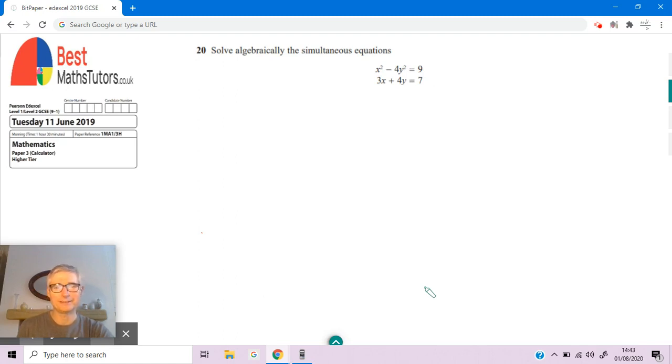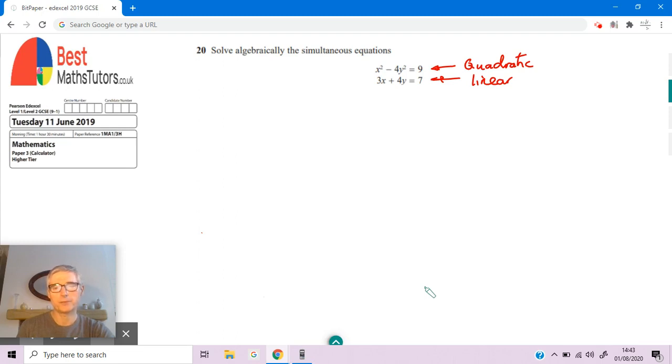So question 20 is about solving quadratic simultaneous equations. We can see that we've got two equations here, and the first one is a quadratic equation, and this one is a linear equation. This is the usual pattern of these types of questions. The reason we know the top one is a quadratic is because it's got squares in it, so I've got x squared minus 4y squared, whereas the linear one, it's still got x's and y's, but they're not to any particular power.